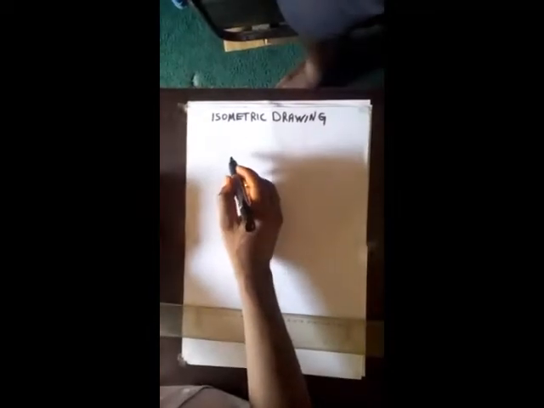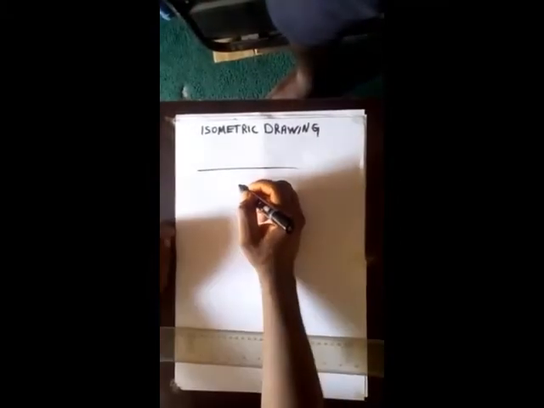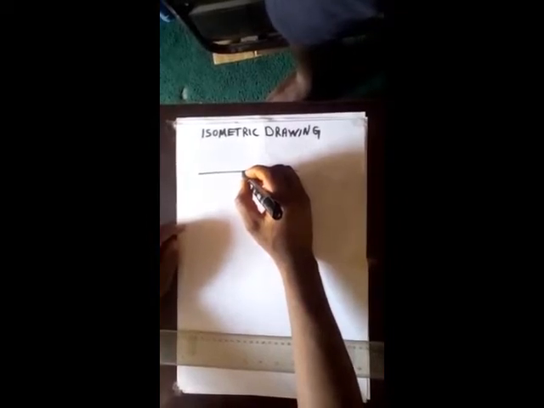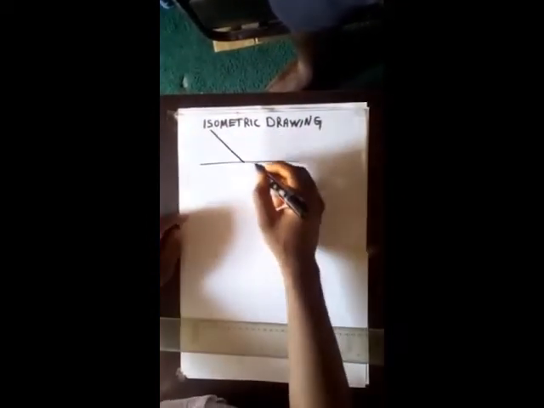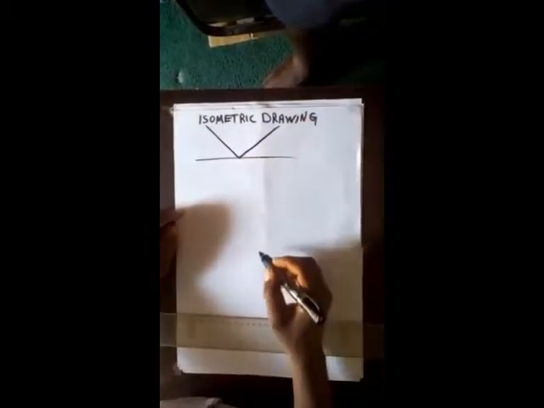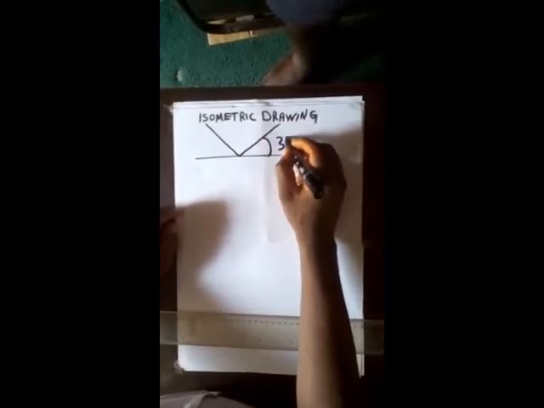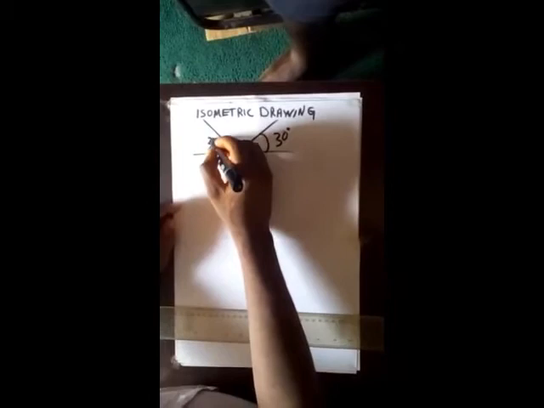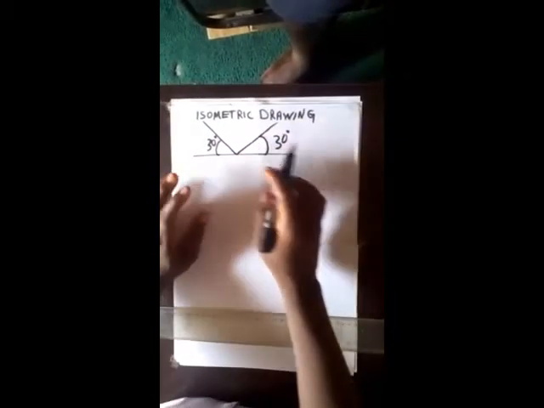If you look at this, you have a horizontal line like this. So this horizontal line you have seen here, you use a 30 degrees set square to have your isometric axis. We call this isometric axis. You see from this, you have this. So this angle you see here is 30 degrees. This one too is 30 degrees. So this is what is called the isometric axis.